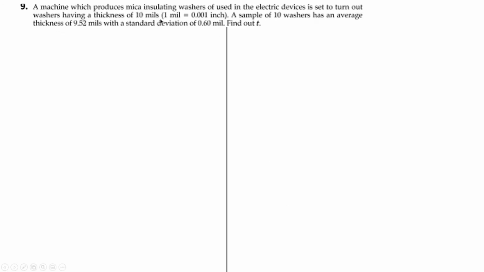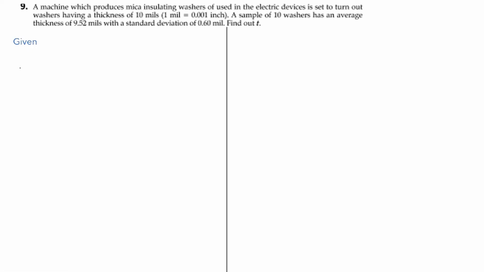A machine which produces mica insulating washers used in electric devices is said to turn out washers having a thickness of 10 mils. 1 mil equal to 0.001 inch. A sample of 10 washers has an average thickness of 9.52 mils with a standard deviation of 0.60 mil. Find out T. So here the mean of the population is 10 mils, and for a sample of 10 washers the mean is 9.52 mils and the standard deviation is 0.6 mils. We need to find T.